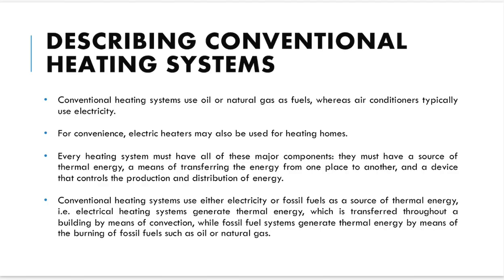Conventional heating systems use either electricity or fossil fuels as a source of thermal energy, i.e., electrical heating systems generate thermal energy, which is transferred throughout a building by means of convection, while fossil fuel systems generate thermal energy by means of the burning of fossil fuels, such as oil or natural gas. Conventional heating systems use oil or natural gas as fuels.